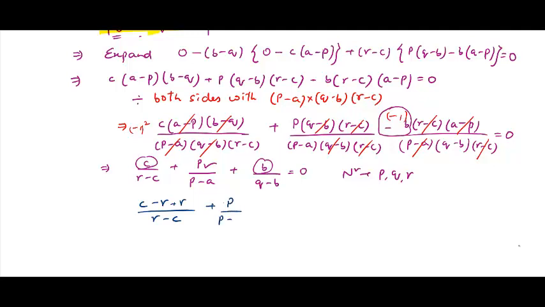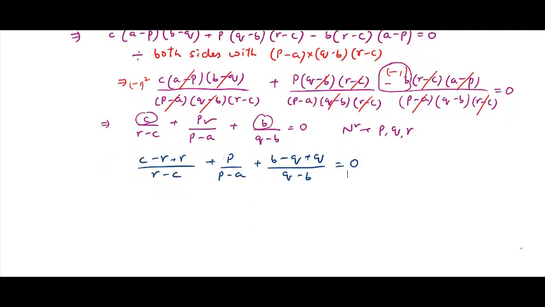In the second term I don't have to change anything, so p upon p minus a, and in the third term also b minus q plus q upon q minus b equals 0. Alright, and now if I simplify this, you get c minus r upon r minus c plus r upon r minus c plus p upon p minus a plus b minus q upon q minus b plus q upon q minus b.